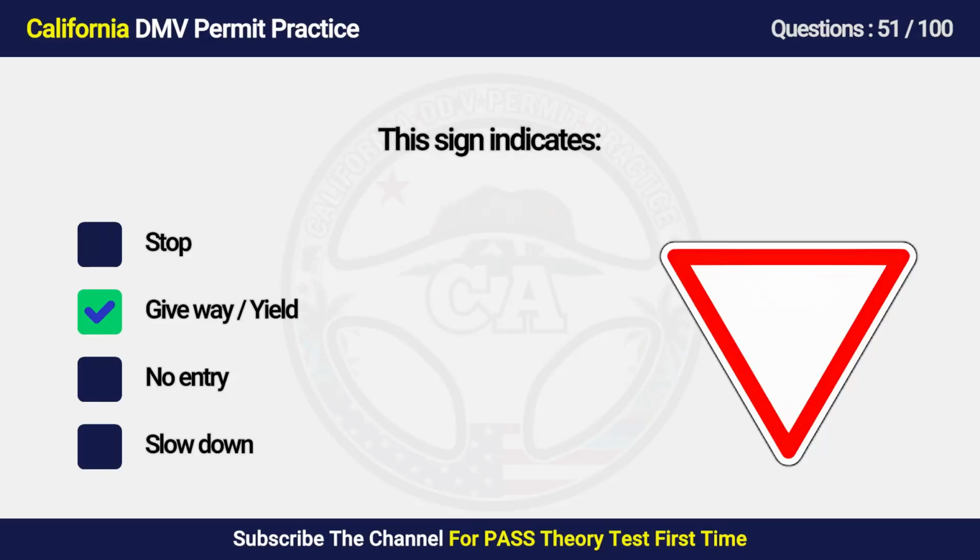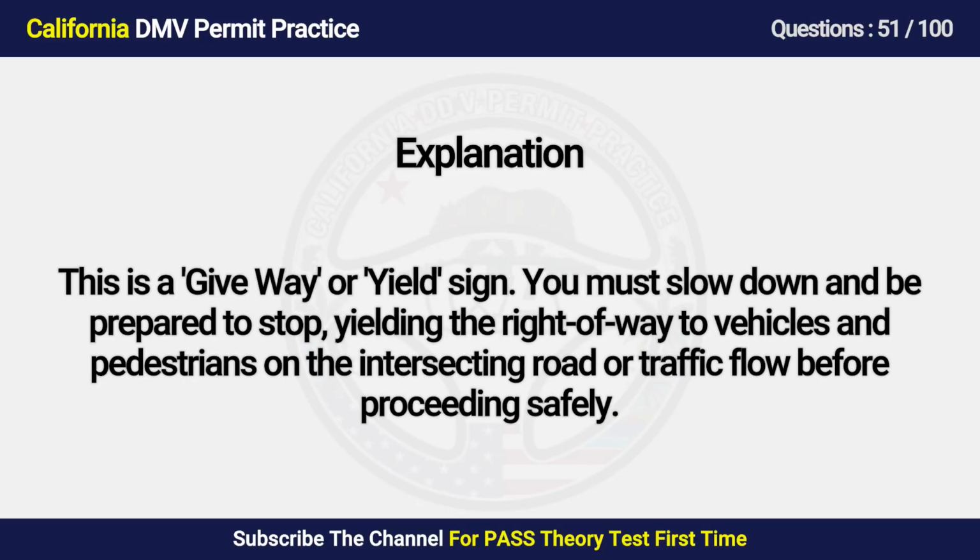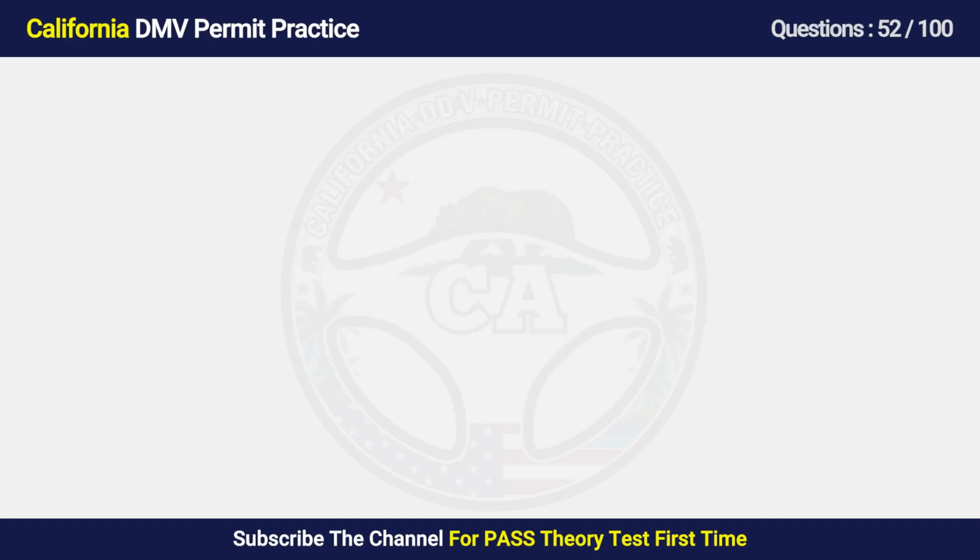Answer is B. Give way, yield. This is a give way or yield sign. You must slow down and be prepared to stop, yielding to vehicles and pedestrians on the intersecting road or traffic flow before proceeding safely.